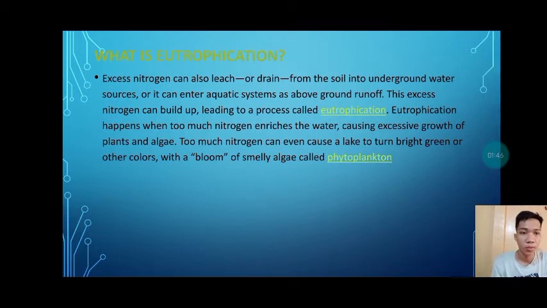What is eutrophication? Excess nitrogen can also leach or drain from the soil into underground water sources, or it can enter aquatic systems as aboveground runoff. This excess nitrogen can build up, leading to a process called eutrophication. Eutrophication happens when too much nitrogen enriches the water, causing excessive growth of plants and algae. Too much nitrogen can even cause a lake to turn bright green or other colors with a bloom of smelly algae called phytoplankton.